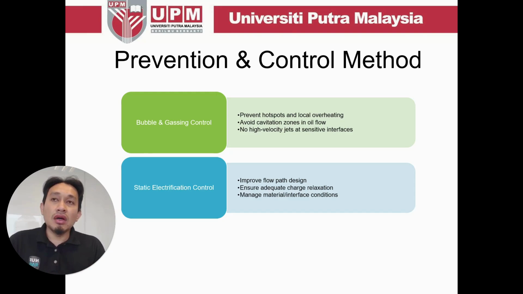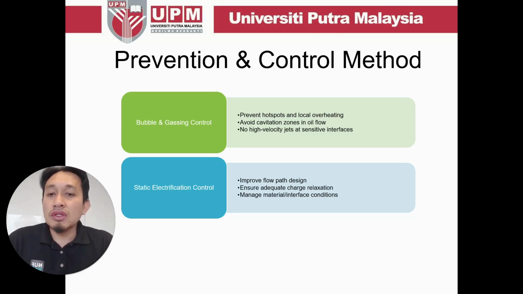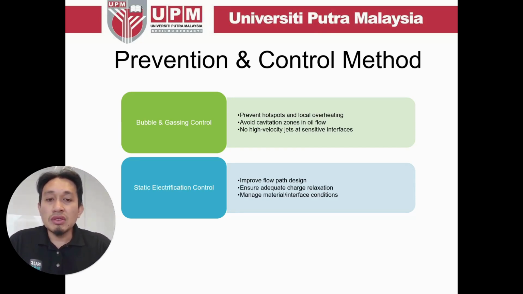The next thing that we should avoid is the cavitation zone within the oil flow. Especially for oil cooling that uses forced ventilation, cavitation might happen. This kind of cavitation also will potentially cause PD within the liquid itself. The last but not least on transformer PD prevention and control is static electrification control. It can be done through improvement of the flow path design, as well as ensuring adequate charge relaxation and managing material interface and condition.